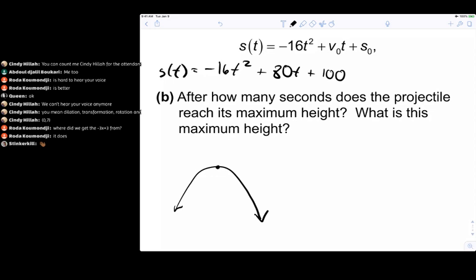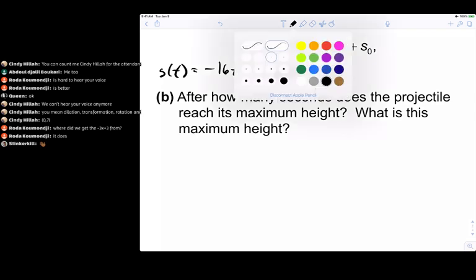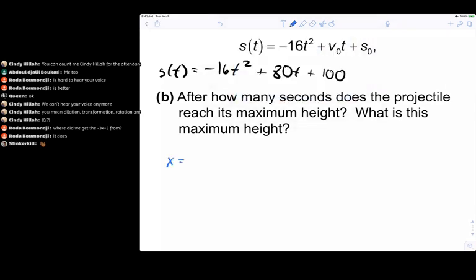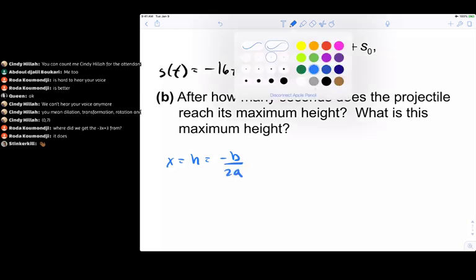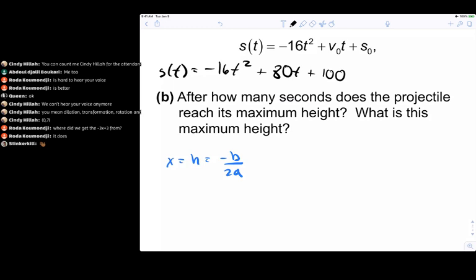So then, what's the maximum height? The maximum height is going to occur at the vertex. So let's find the vertex. So if we want the vertex, we can use the vertex formula. The x-coordinate of the vertex, which is our h, is going to be negative b over 2a, right? So then that's going to be negative 80 over 2 times the negative 16. What is that, 32? Is that like 5? I bet you that's 5.